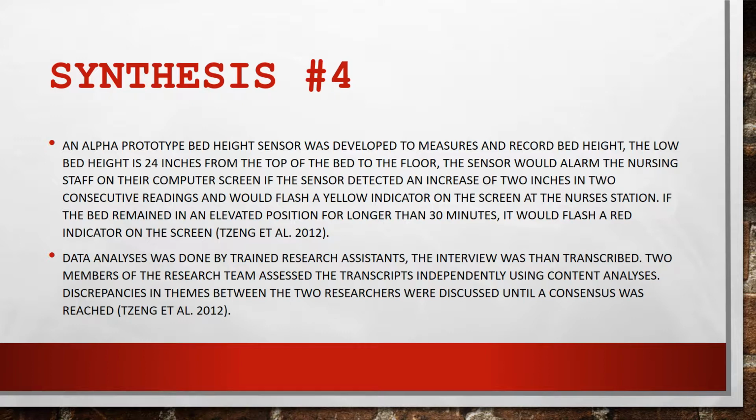An alpha prototype bed height sensor was developed to measure and record bed height. The low bed height is 24 inches from the top of the bed to the floor. The sensor would alarm the nursing staff on their computer screen if it detected an increase of 2 inches in 2 consecutive readings, and would flash a yellow indicator on the screen at the nurse's station. If the bed remained in an elevated position for longer than 30 minutes, it would flash a red indicator on the screen. Data analysis was done by trained research assistants.